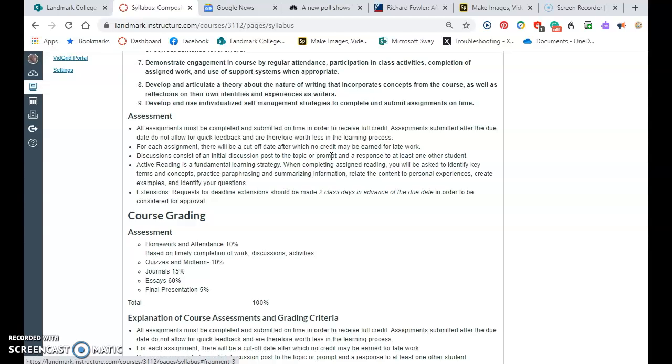Finally, extensions. I do grant them, but you have to ask me for them in advance. And if you ask me for one, the next time I'll really try to encourage you to get it in by the due dates. And usually that's the case. I want you to submit work on time, even if you're short of the minimum number of words, or even if it's only partially completed, and then I'll give you a chance to go back and work on it some more for credit, and that way you can avoid the assignment being marked late. Course grading, this is important.